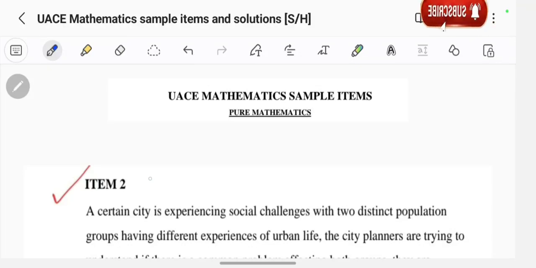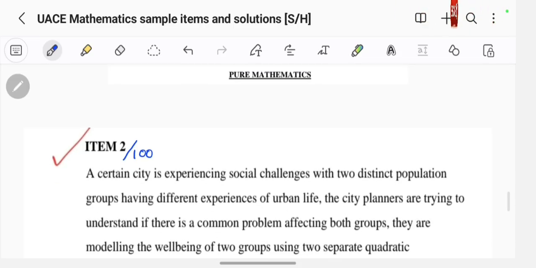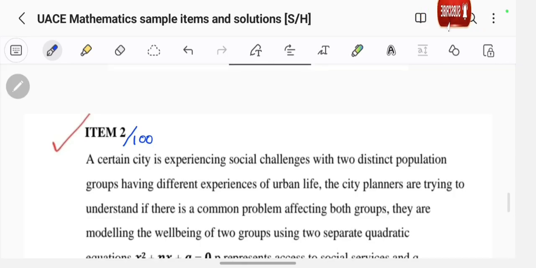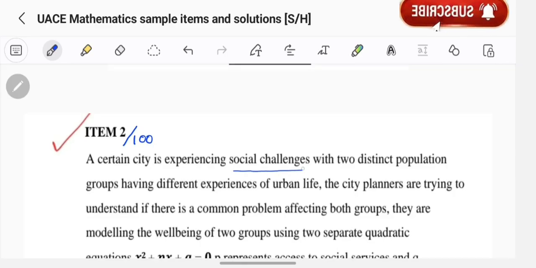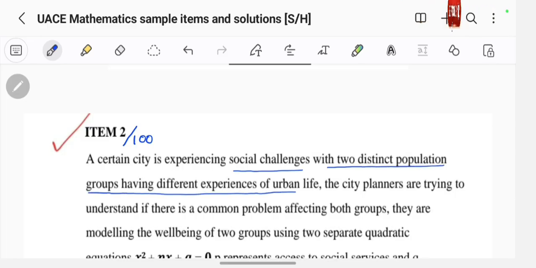We've moved on to item 2. Out of the 100 items you have to do, you're on item 2. So in item 2, we have a certain city experiencing social challenges with 2 distinct population groups having different experiences of urban life.